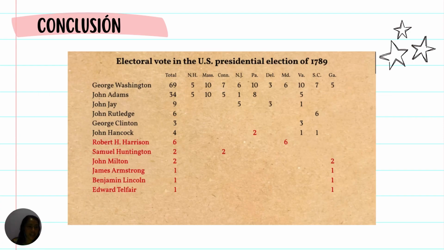And at the end, George Washington won the election and became the first president of the United States. This happened in 1789.